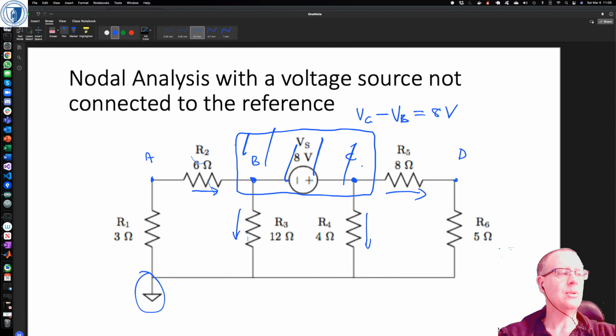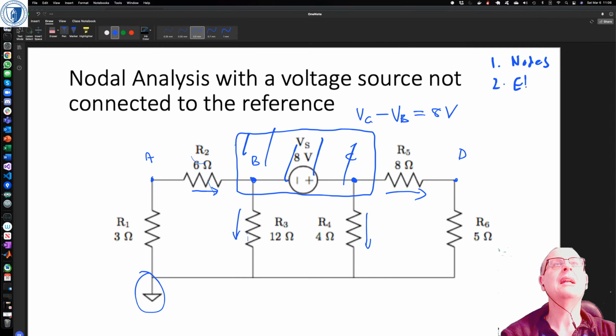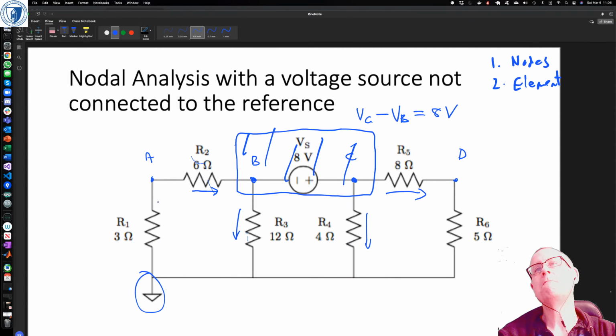So let's have a look, right? So the first step in nodal analysis was identify the nodes. We've already done that here. We've got nodes A, B, and C. Next is to write the element currents. And the elements are here. So I think I've already drawn most of them, but let's draw these ones as well.